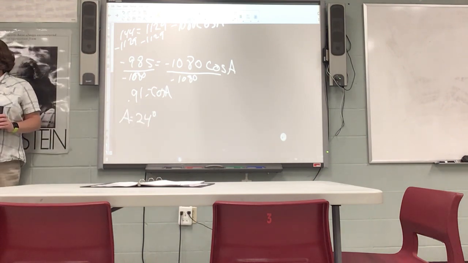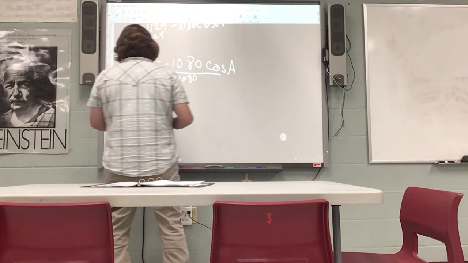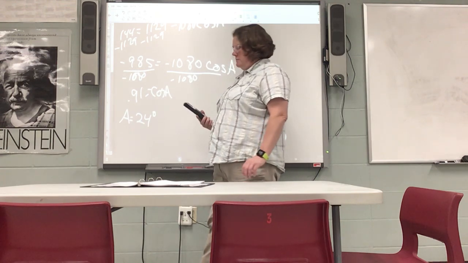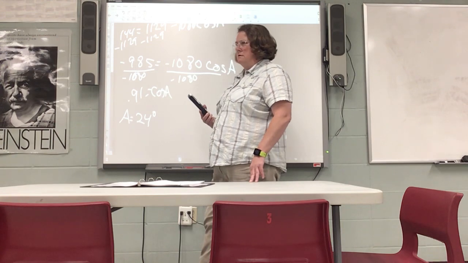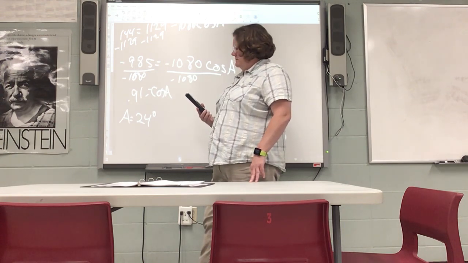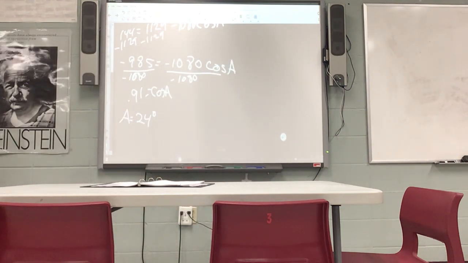Oh, 0.91. You said 24 degrees? 0.43. I don't know what your question is, sir. I put the inverse cosine of 0.91. And you got 0.43? Are you in degrees? Probably. Yeah.